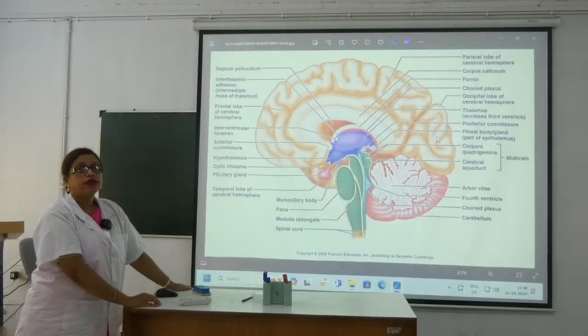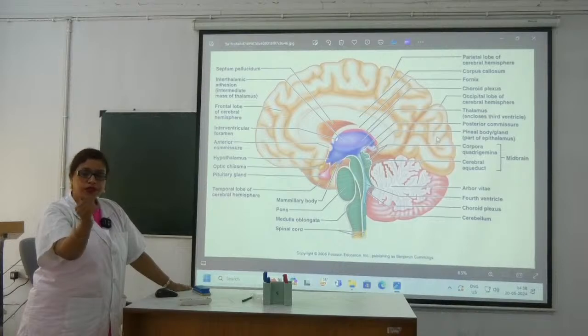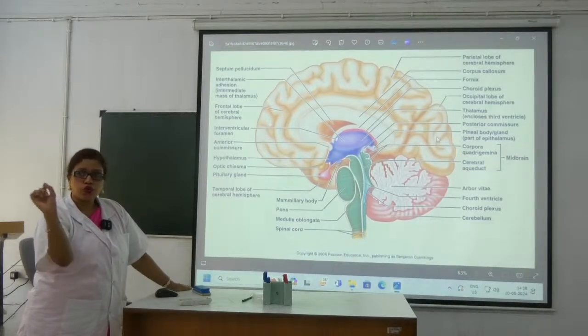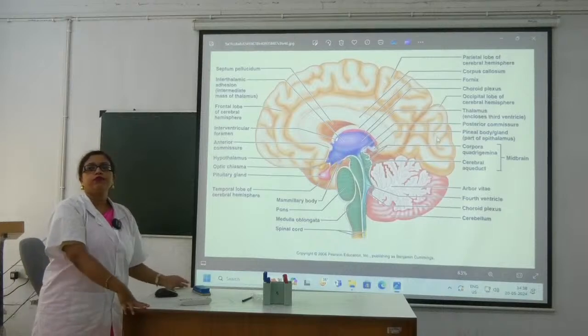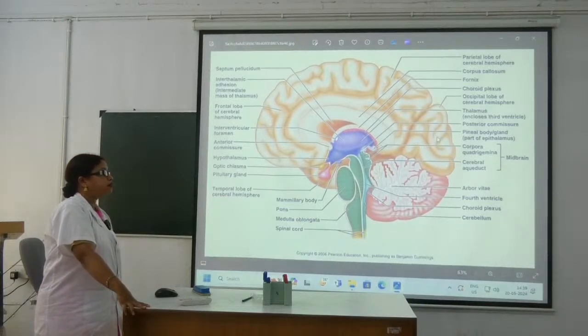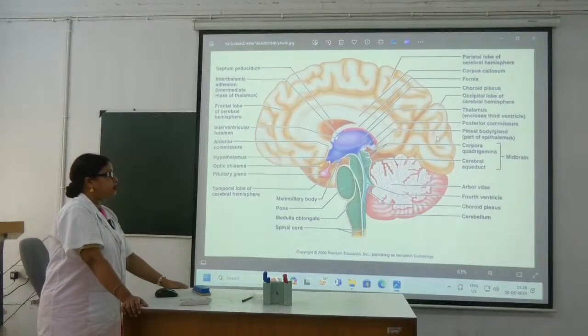Anterior clinoid process, middle clinoid process, posterior clinoid process. Okay, so write it down. The root of tentorium cerebelli is attached.